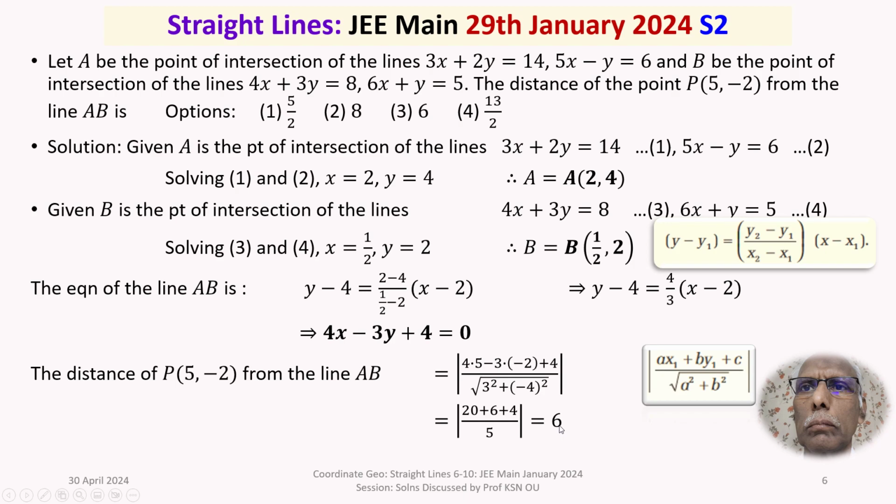Our answer 6 tallies with option 4. Therefore, the answer to this question is option 3. So it tallies with option 3, namely 6. So the answer to this question is option 3.